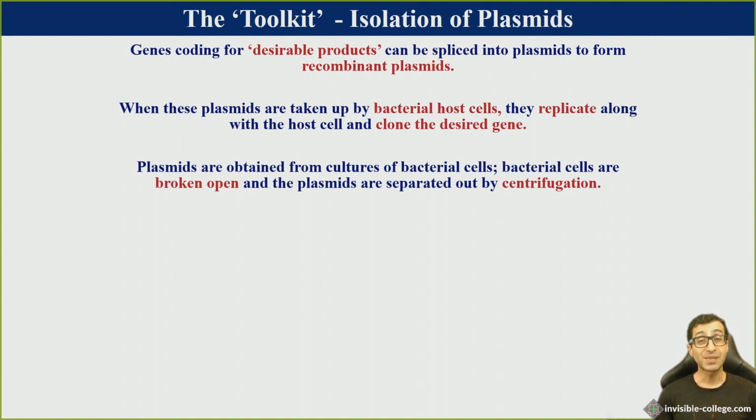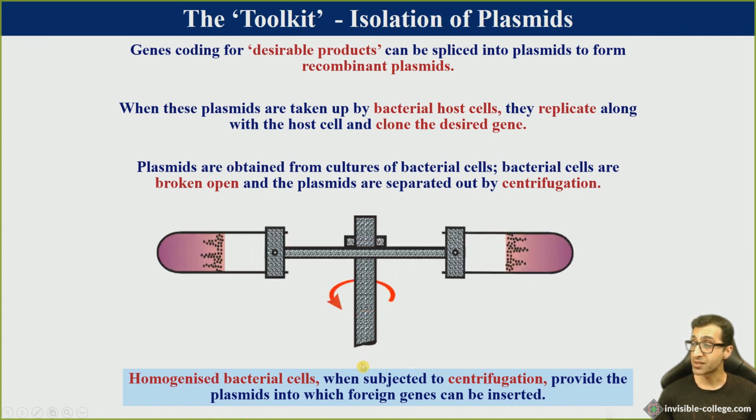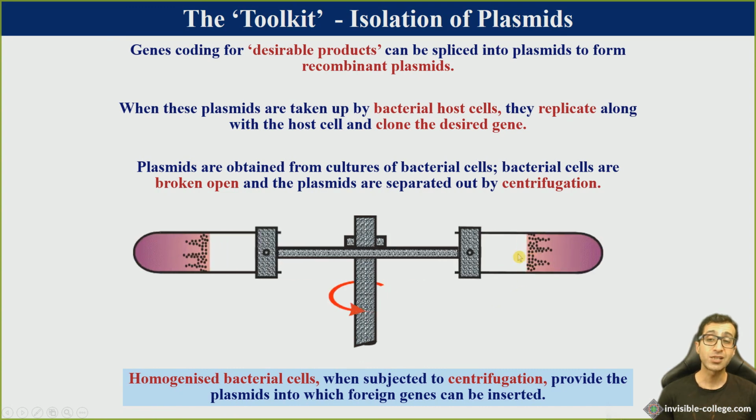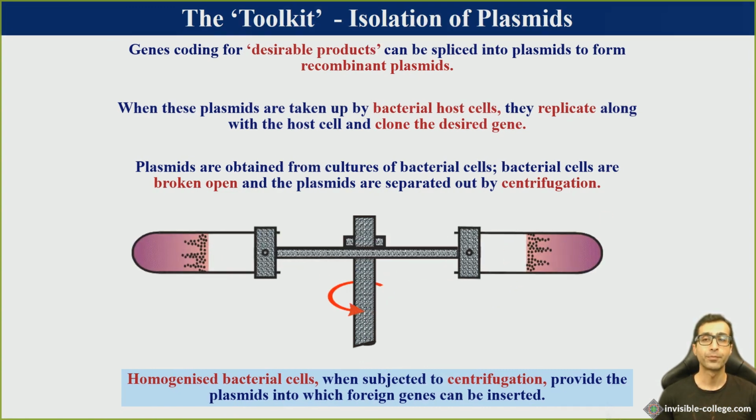So the plasmids can be obtained from bacterial cultures by breaking open the bacterial cells and then separating out the plasmids by ultracentrifugation. So the homogenized bacterial cells, when subjected to centrifugation, can then provide the plasmids into which the foreign genes can be inserted by the genetic engineer.